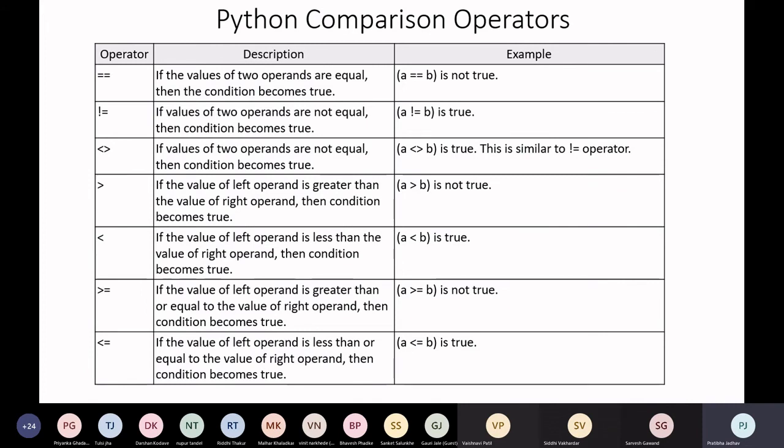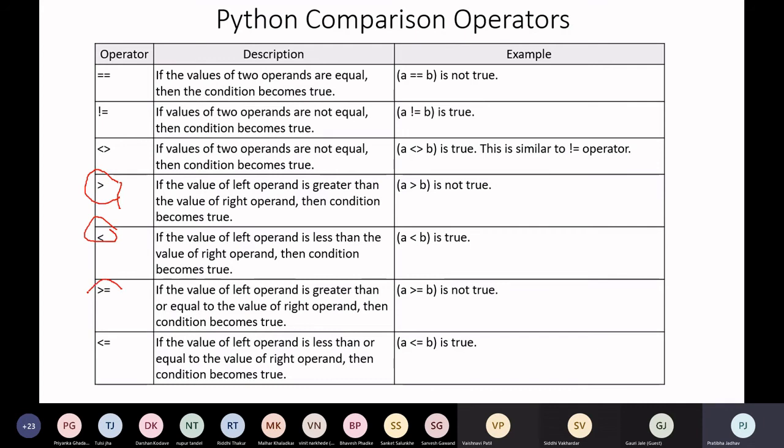Greater than operator. This operator is used for the greater than comparison. Compare the two given input values, whether the left hand side value is greater than the right side value or not. It returns true if the left side is greater, otherwise it returns false. Then less than symbol, that is, the left hand side is less than the right hand side.